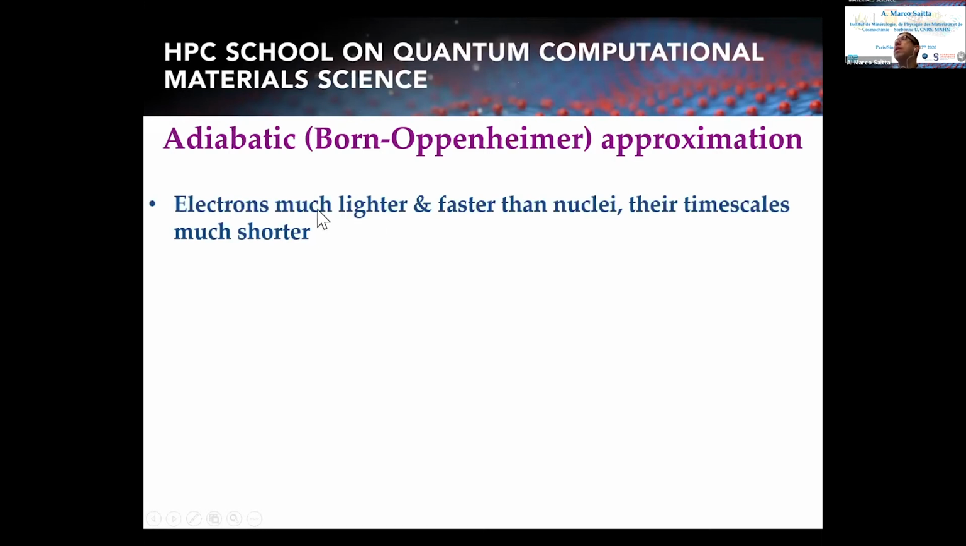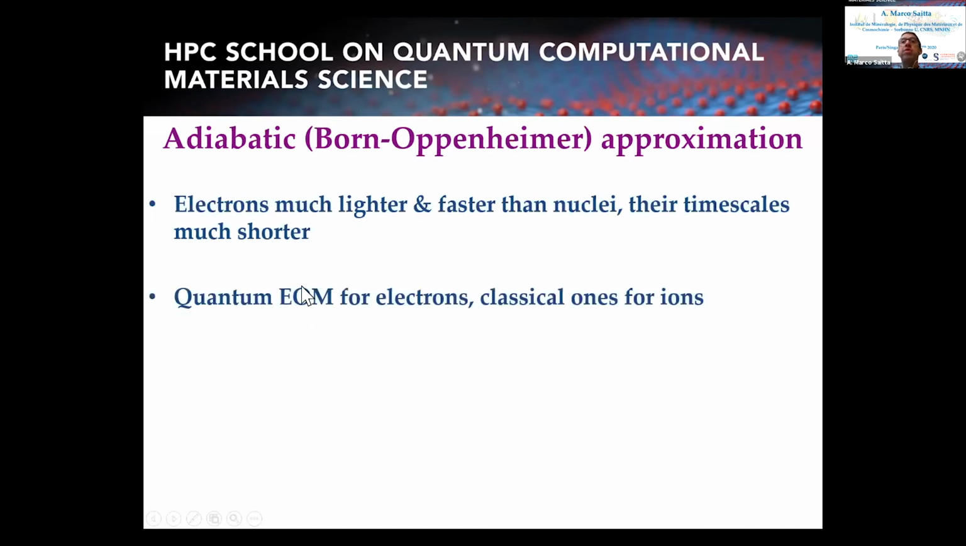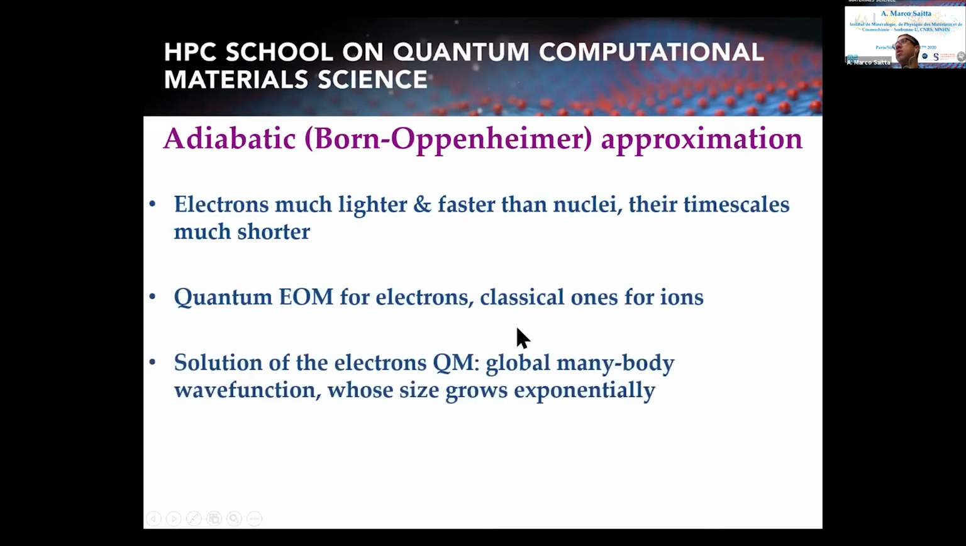But in general, we do that because electrons are much lighter and faster than nuclei, so the time scales are shorter, and we can typically use quantum equations of motion for electrons, but classical ones for nuclei. Still, even if we restrict to the electrons' degrees of freedom, we have a many-body wave function, and as I just mentioned, the size of the many-body wave function grows exponentially with the number of electrons, so it quickly becomes unbearable.